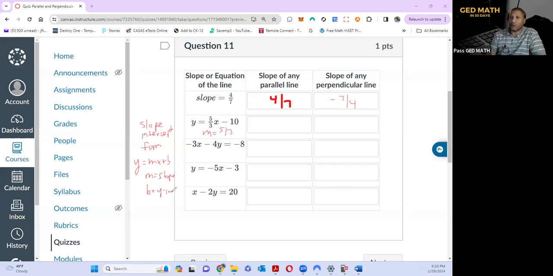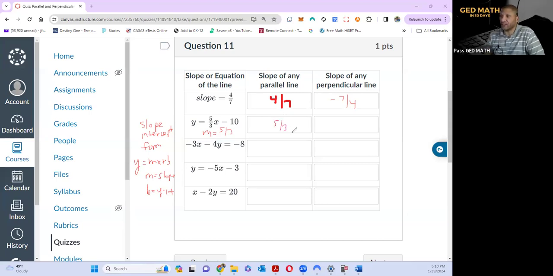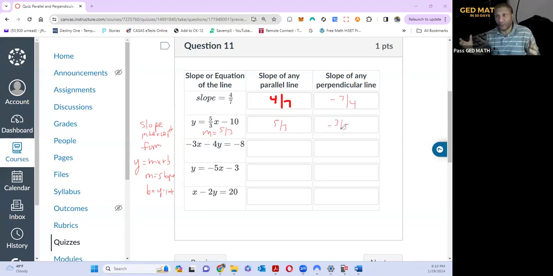So if the slope is 5/3, what's the slope of any parallel line? It's the same, 5/3. What's the slope of any perpendicular line? You gotta flip it and change the sign. It's gonna be negative 3/5.